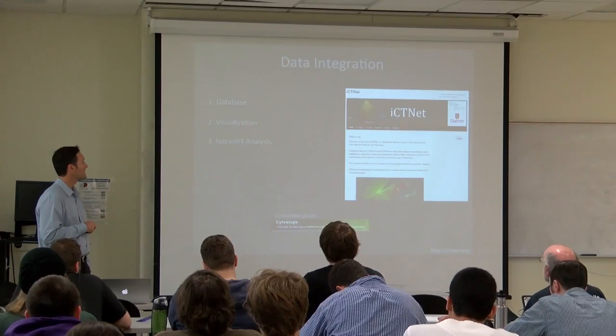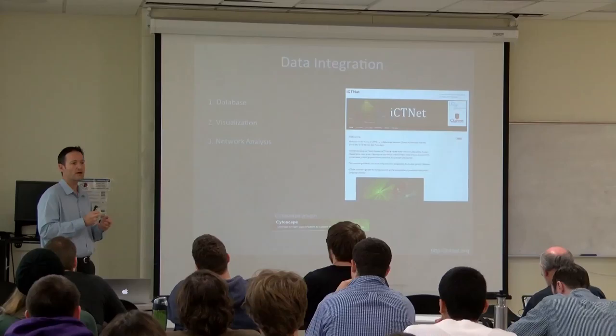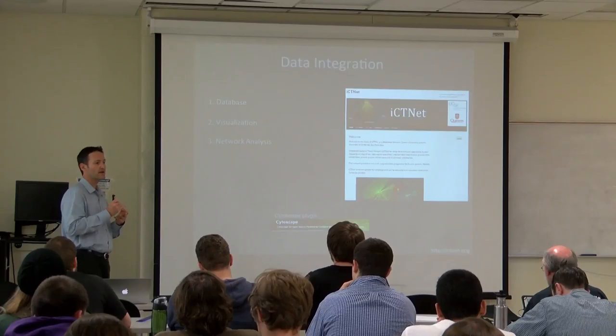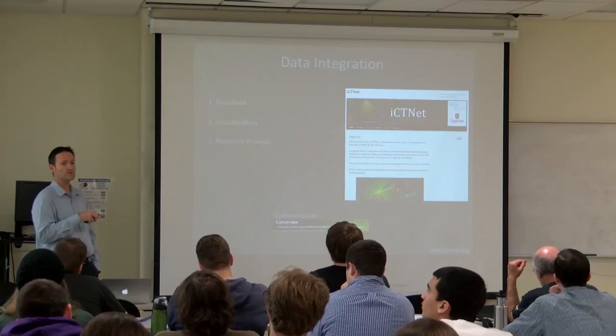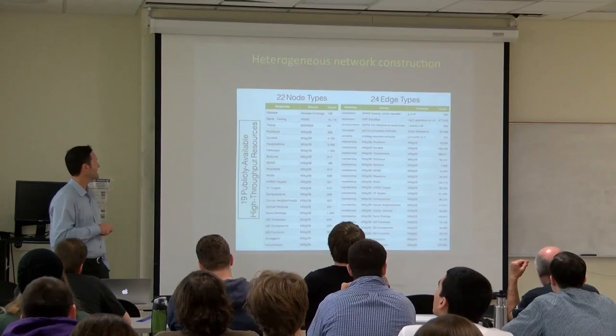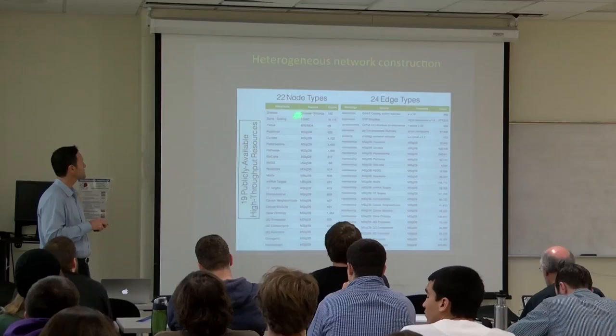And in this case, what we contributed was a database containing information from genetics, protein interactions, drug targets, and side effects of drugs, and a number of other databases. We put all that together into a meta database, and then we make it available to the user to explore via Cytoscape. So this is the kind of data that we downloaded from publicly available databases, again. So there's 22 different node types and 24 different types of edges.